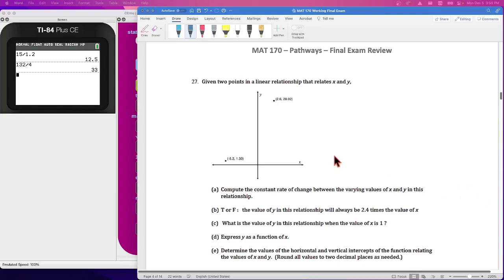So for 27, we have 2 points, and we're told it's a linear relationship. That means we can think of a straight line going through these 2 points. And we're asked, first of all, to compute the constant rate of change between these two. So that's really a word for the rate of change, also slope.